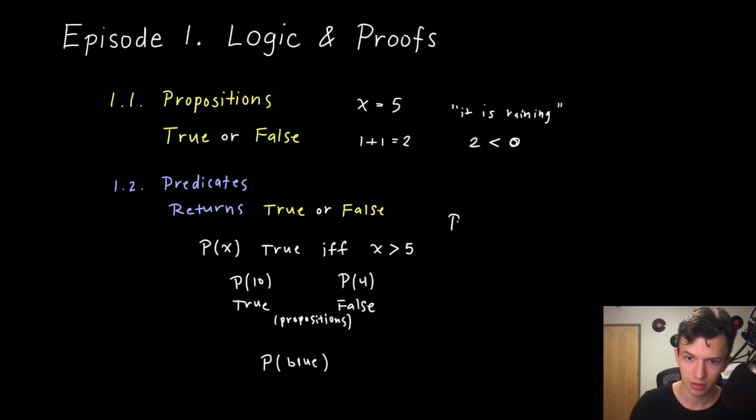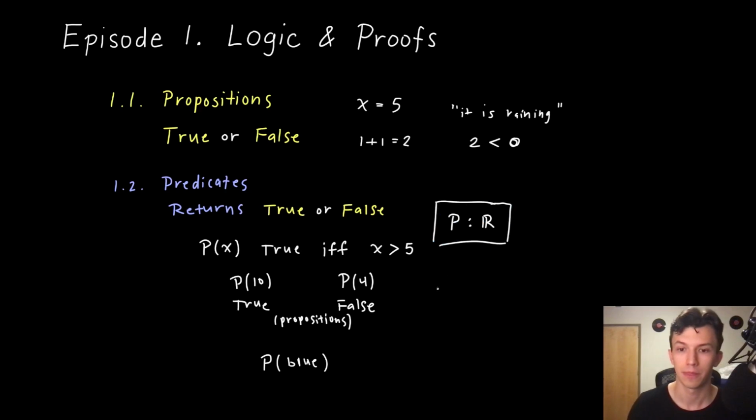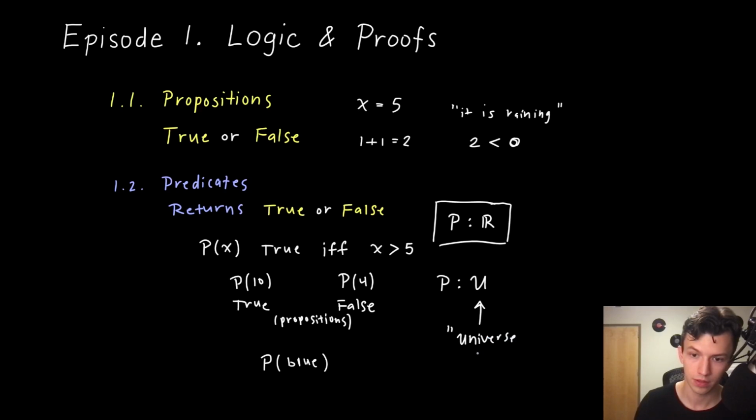So I'm going to write this. I'm going to write P colon R. And what this means is for this predicate P, all I want to talk about is the real numbers. I just want to talk about numbers, okay? And this notation that I have here will show up when we talk about functions. But P colon U means that we're restricting our attention to a certain class of things, this class U. In this case, the class is the real numbers, but this U is the universe of discourse. This is what we call it, universe of discourse of P. Okay.